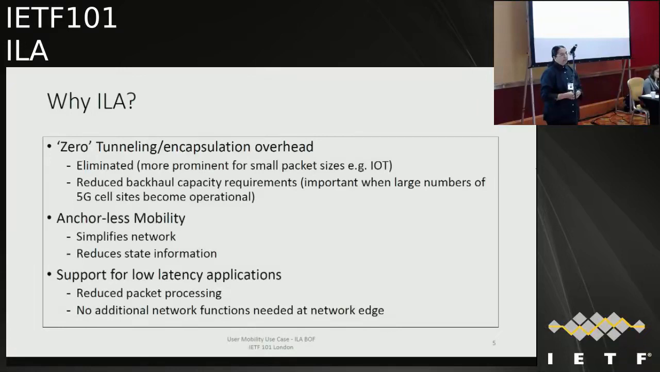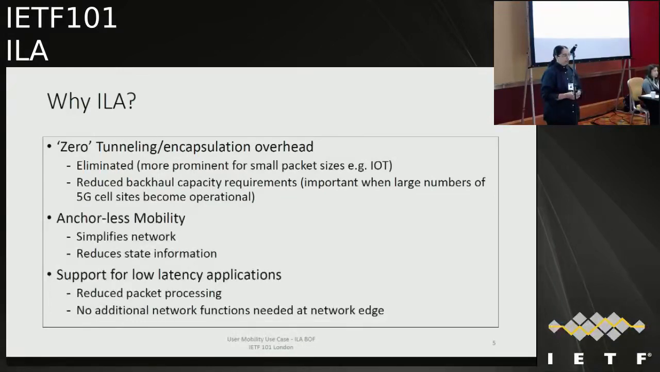The second reason for ILA is it promises anchorless mobility. The current 5G architecture uses the anchor point in a way that makes it difficult for us to offload traffic locally to support edge applications where we are trying to get to low latency applications. We will need to have a separate anchor point closer to the radio access network, or sometimes in the cell site, in order to meet something like the 1 millisecond latency. So having anchorless mobility helps in simplifying the network, and it also reduces the state information.